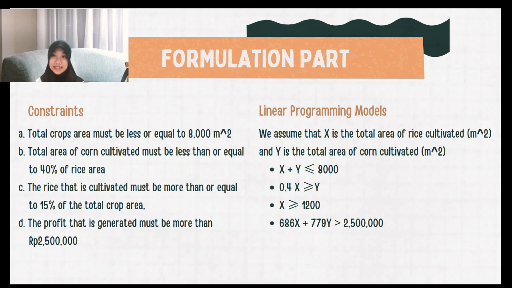The first one is x plus y is less than or equal to 8,000. The second bullet point is 0.4x is greater than or equal to y. The third bullet point, x is greater than or equal to 1,200. And the last bullet point is 688x plus 779y is greater than 2,500,000.